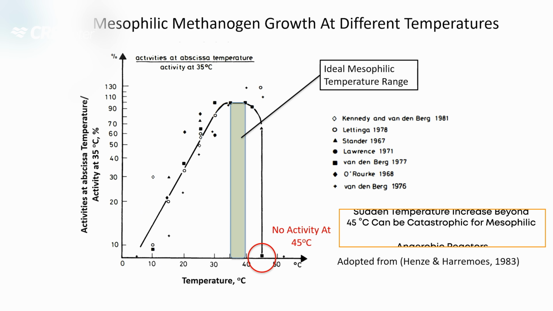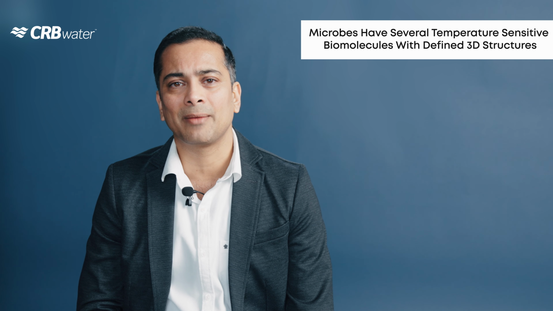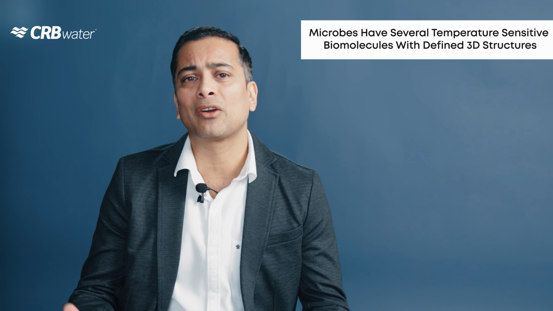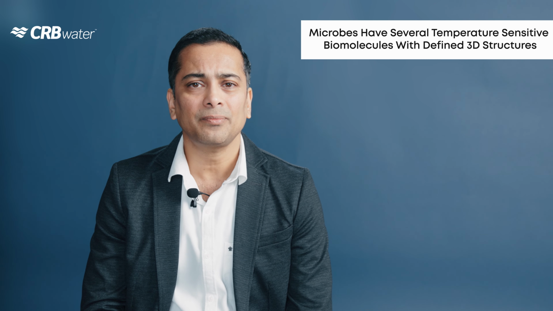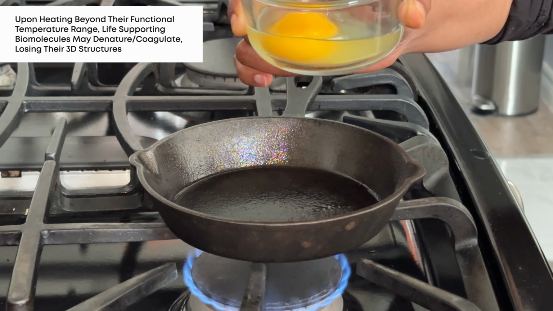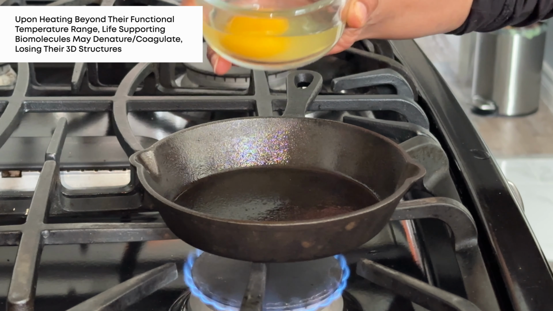seen in this figure. This phenomenon occurs because microbes have extracellular, intracellular, and membrane-bound enzymes, and their cell walls are made of lipoproteins and other biomolecules. Microbial survival and activity depend on stability and activity of these microscopic biomolecules. These biomolecules have 3D structures that are essential for their activities. These enzymes and proteins can denature when heated beyond their optimal temperatures.